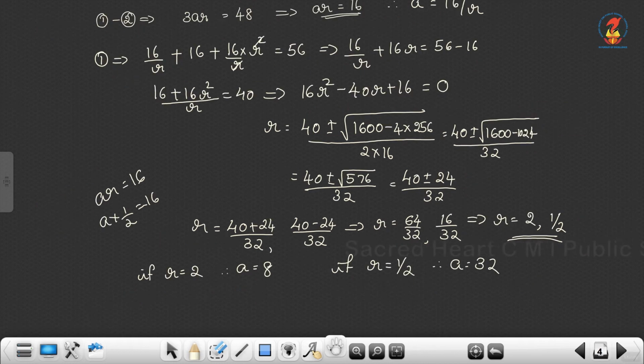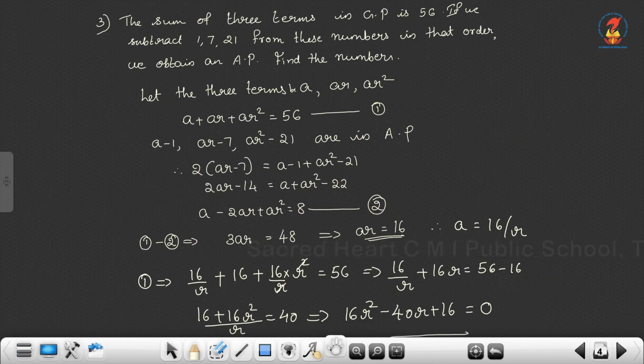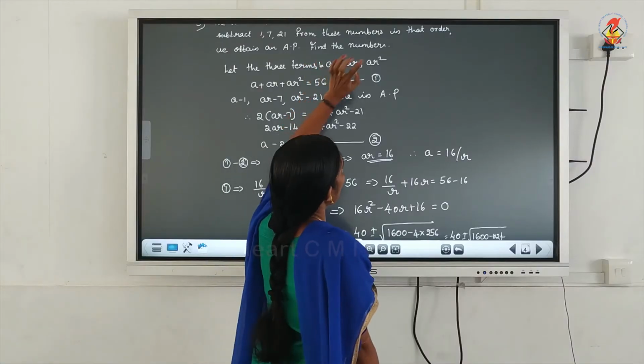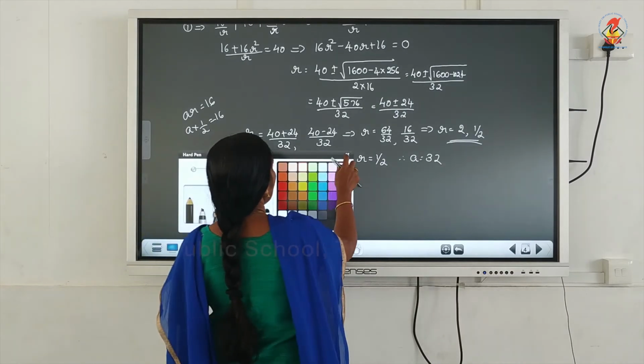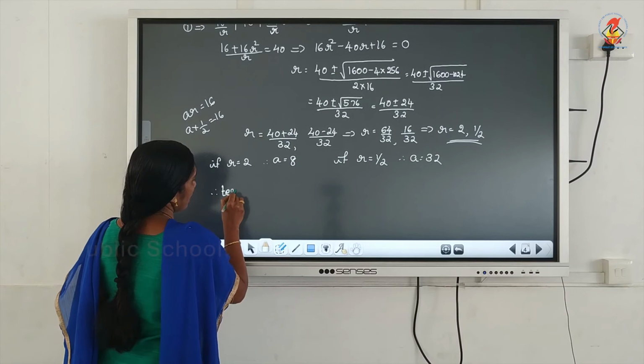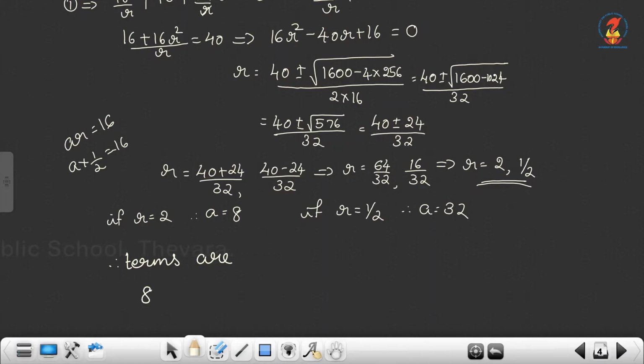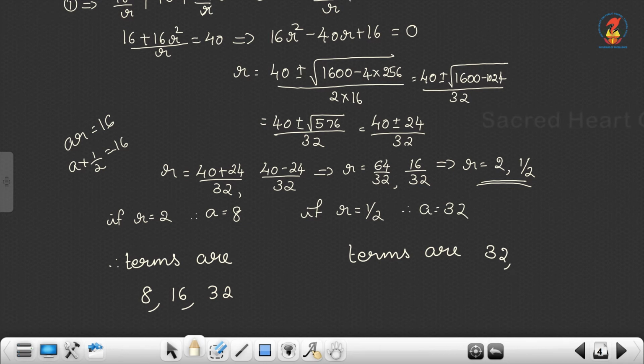Now we have to write the terms. What is the question? Find the numbers, which means a, ar, ar square, that we have to find. So a is 8, therefore the terms are 8, ar is 16, then ar square, that is 32. Here the terms are 32 is the first one, then a into 1 by 2, that is 16, then 16 into 1 by 2, that is equal to 8. Just opposite: 8, 16, 32, or 32, 16, 8.